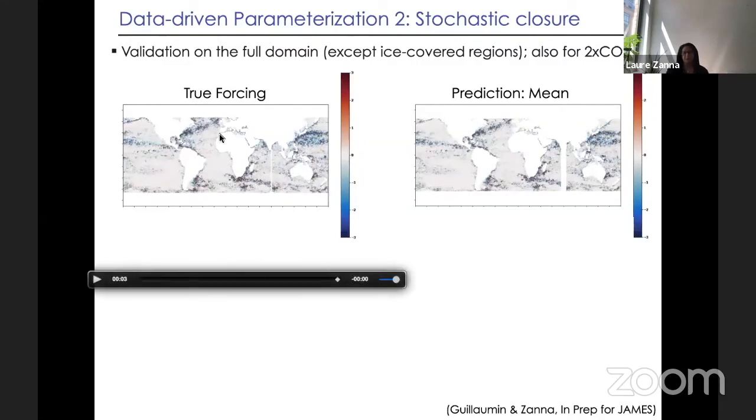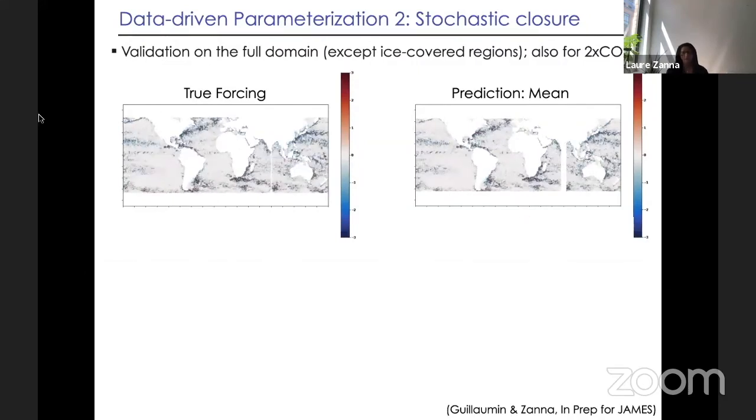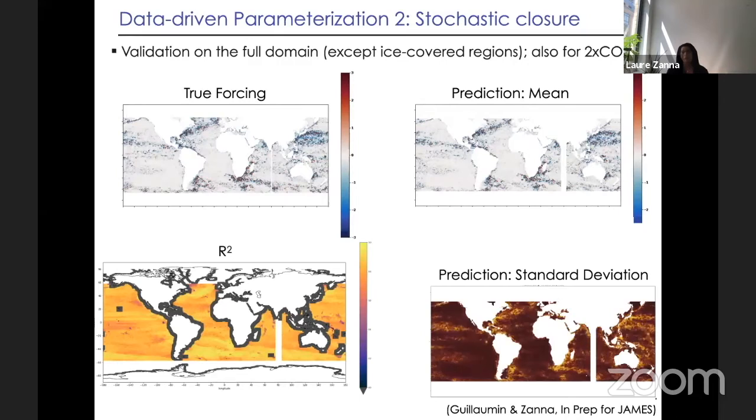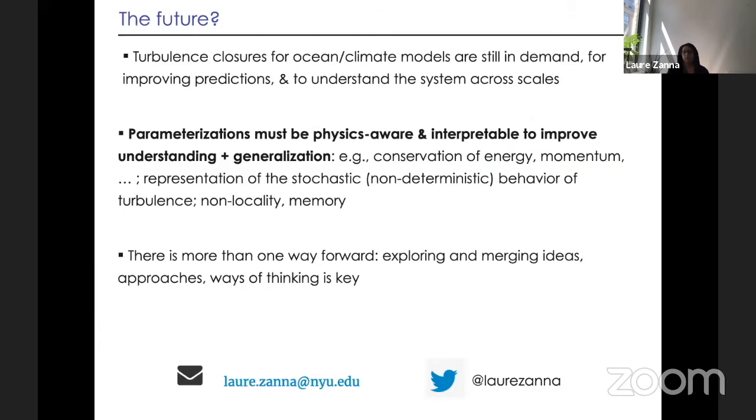So this is the predicted forcing from that high resolution simulation. It plays on the left, and on the right is the prediction. So it does a pretty decent job everywhere. But we also learn the standard deviation. So now we're not just learning the mean, we're also learning the standard deviation of that forcing. And here again, it does a pretty decent job. Okay, so I'm going to close up.